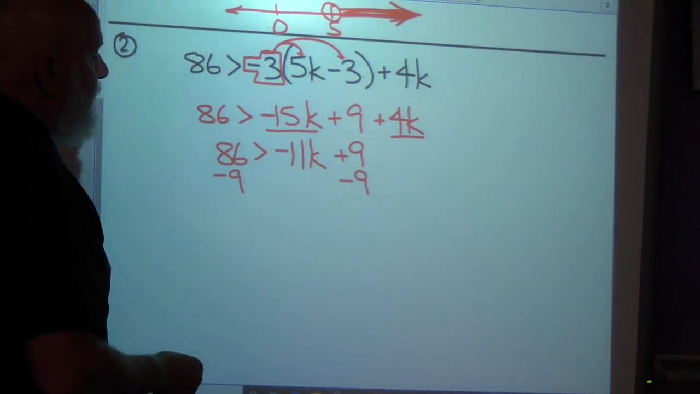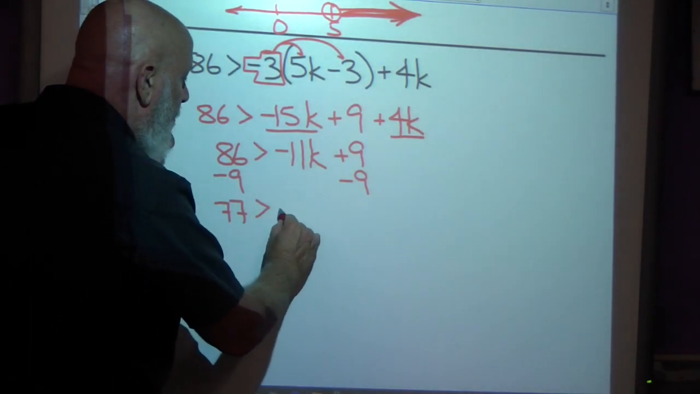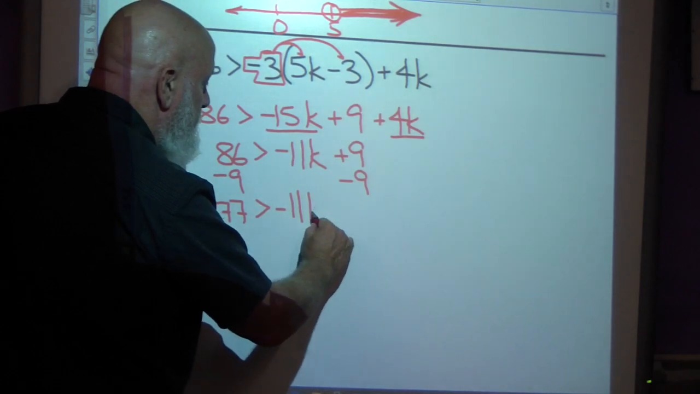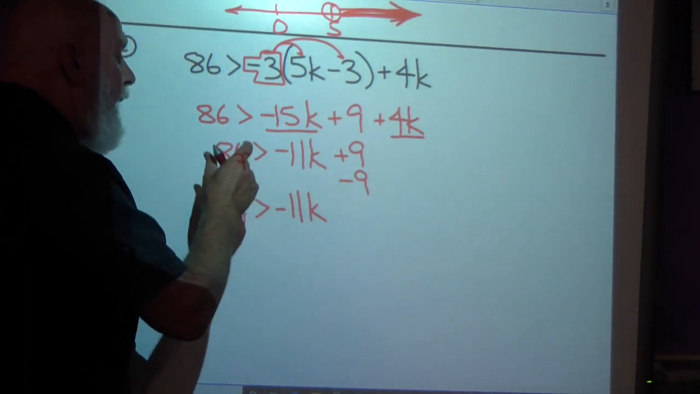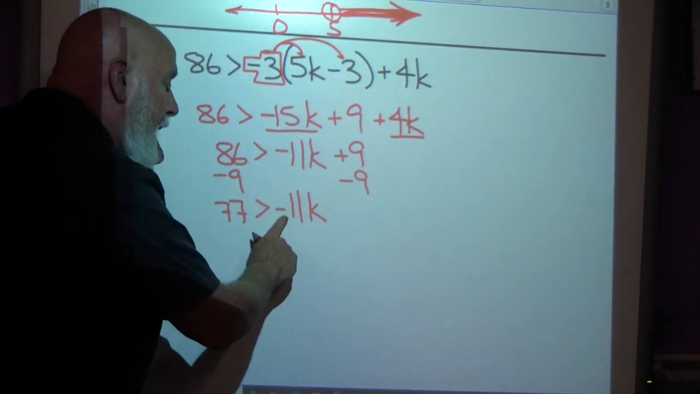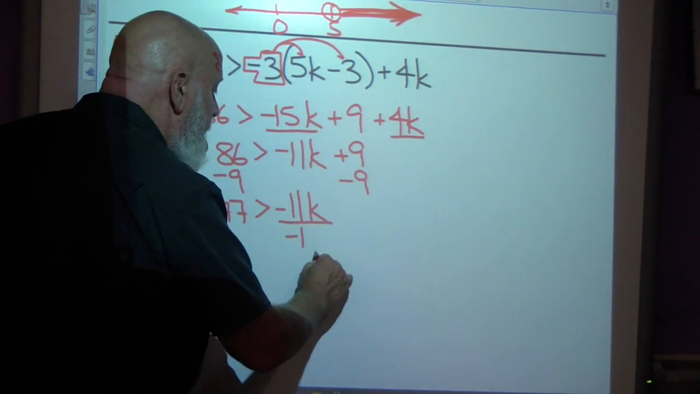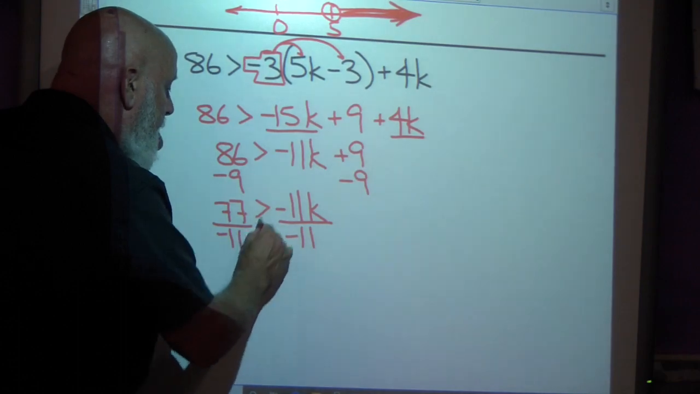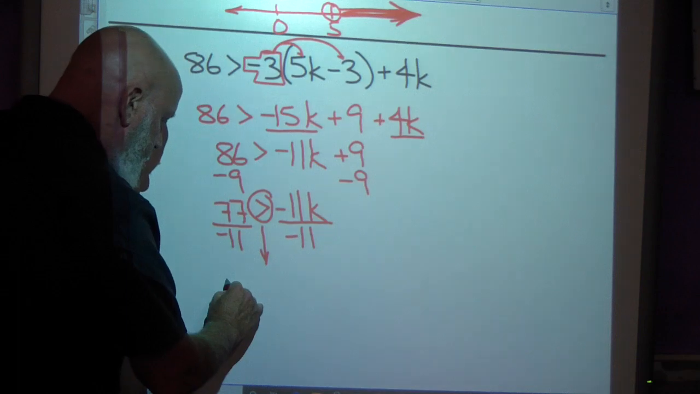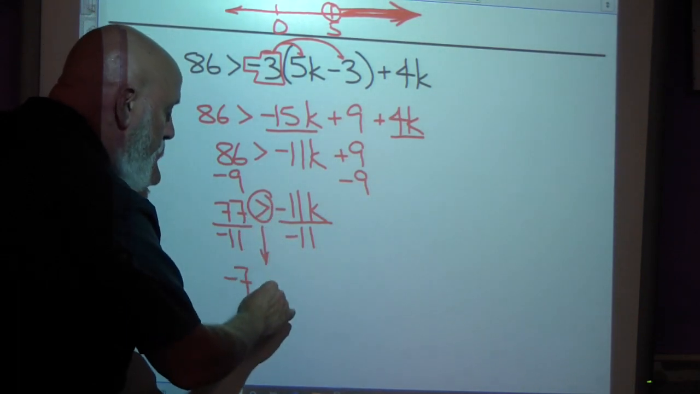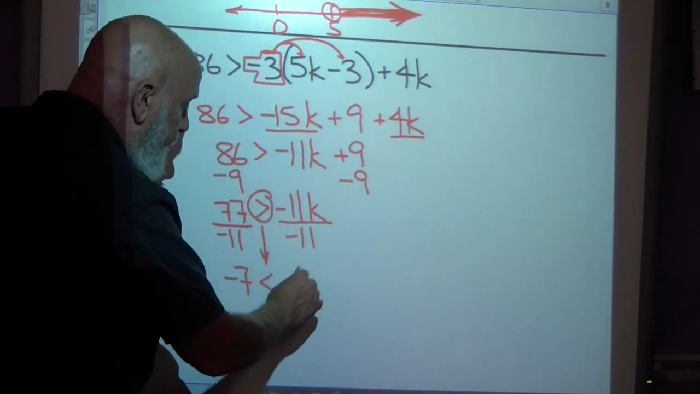I'm going to rewrite 86 minus 9 is what, 77? Is less than negative 11K. Now I want to divide both sides by negative 11. If you multiply or divide an inequality by a negative value, the direction of your inequality is always going to change. So when I divide by negative 11, I usually do this so I won't forget when I go to rewrite it. This gives me negative, what is that, 7? This reminds me to change the direction of my inequality, and then this will be positive K.